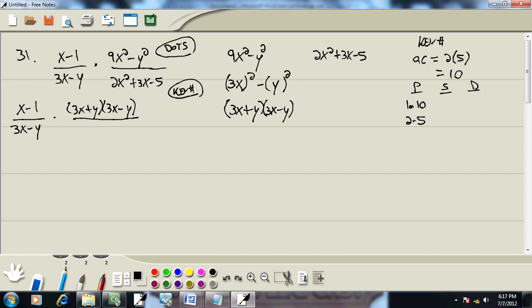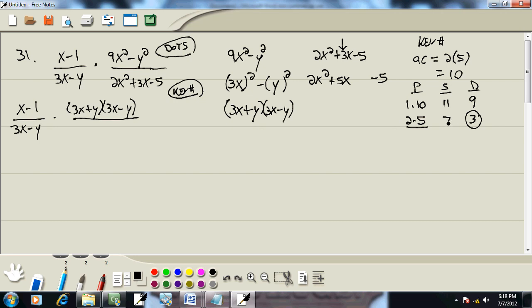In the S column, we add those numbers together: 1 plus 10 is 11, 2 plus 5 is 7. In a difference column, we subtract them, smaller from larger: 10 minus 1 is 9, 5 minus 2 is 3. Now the number we're looking for is the number in our middle term, which is 3, which is right here. So we're going to use 2 and 5. With the key number, we rewrite our middle term using those two numbers. Our larger number is 5, and the larger number will always be the same sign as the middle term. The middle term is positive, so there's going to be a positive 5x.